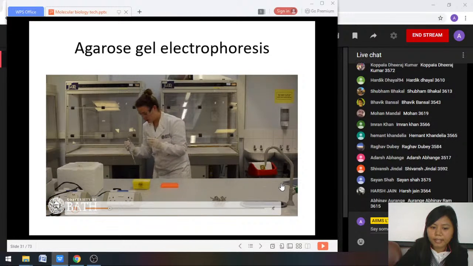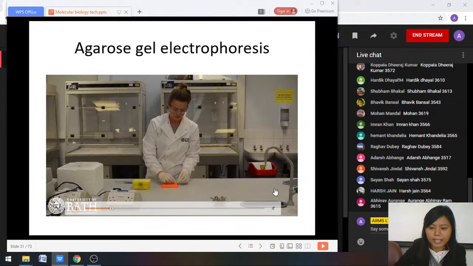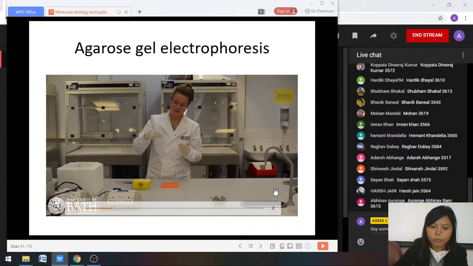Right, this loading dye generally has two dyes. There are different formulations. Some have bromophenol blue and some have other dyes in them.